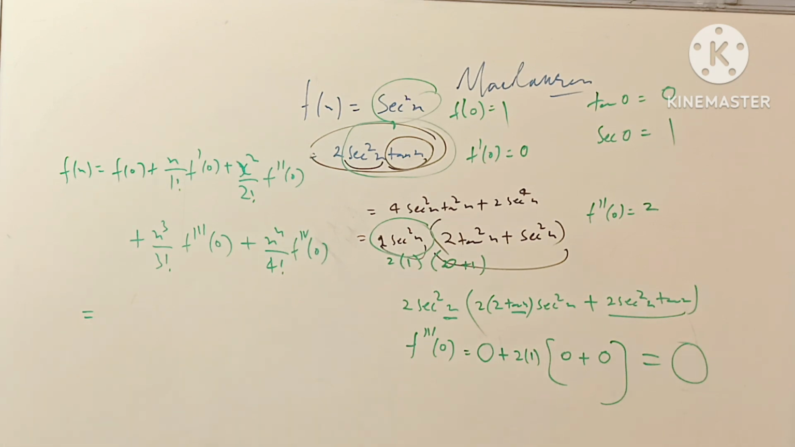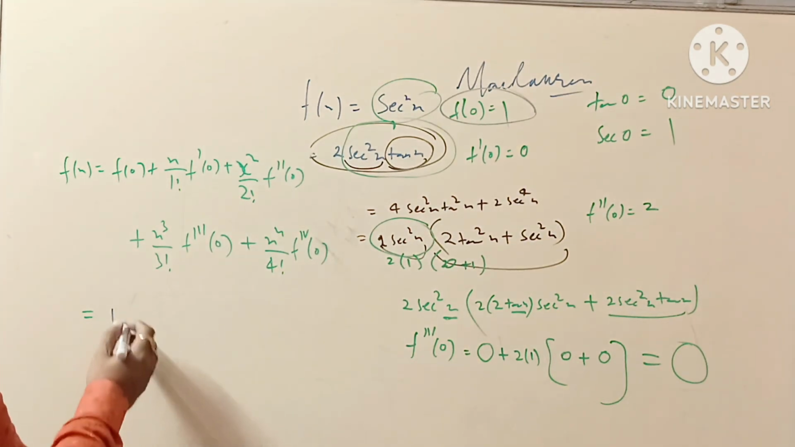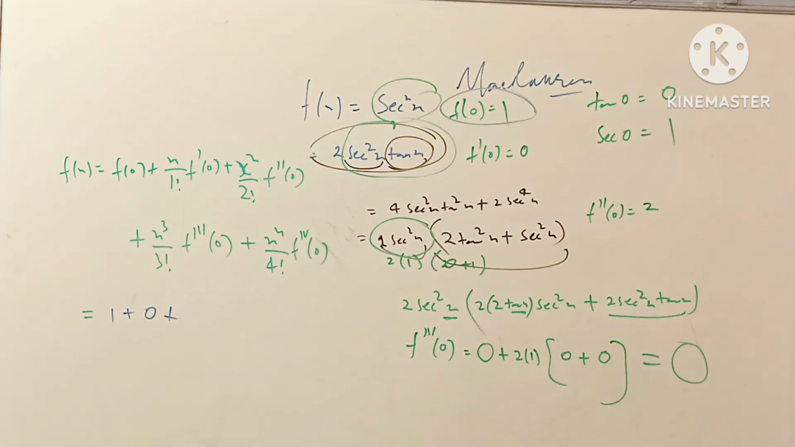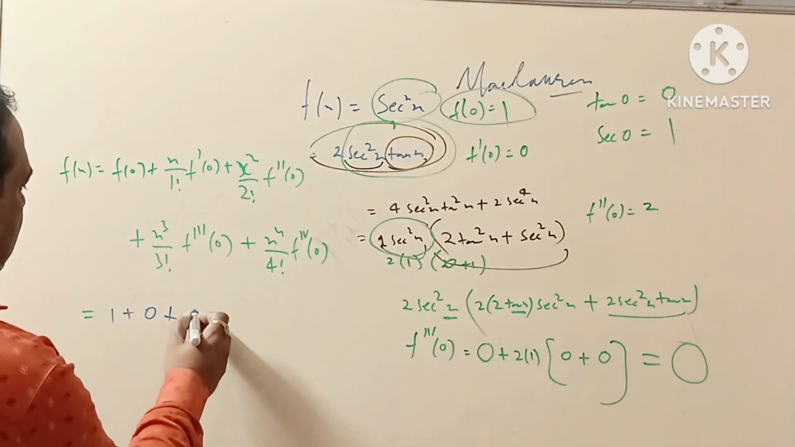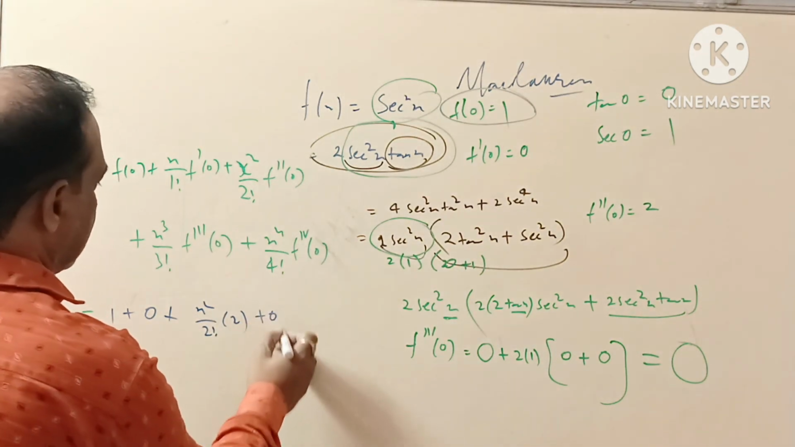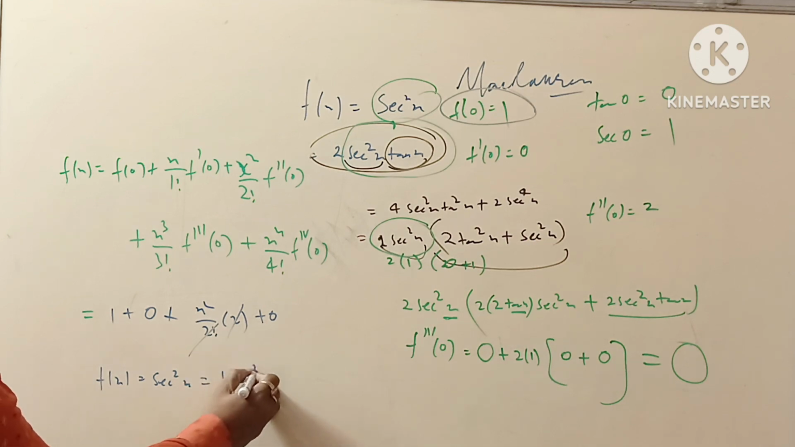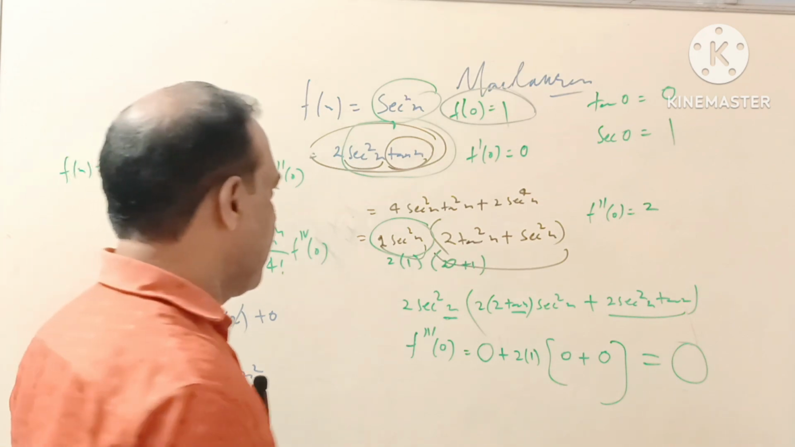What is f(0)? f(0) is equal to 1. The 1 will come here, and f dash 0 is 0. There is no need to write this down. f double dash 0 is 2. Therefore, it will give you x square over 2 factorial times 2. f triple dash is 0, and for the fourth term you have to do it yourself. Therefore, if we do it, cancel out all these things. Now here f(x), which equals sec square x, can be written in the form of 1 plus x square.